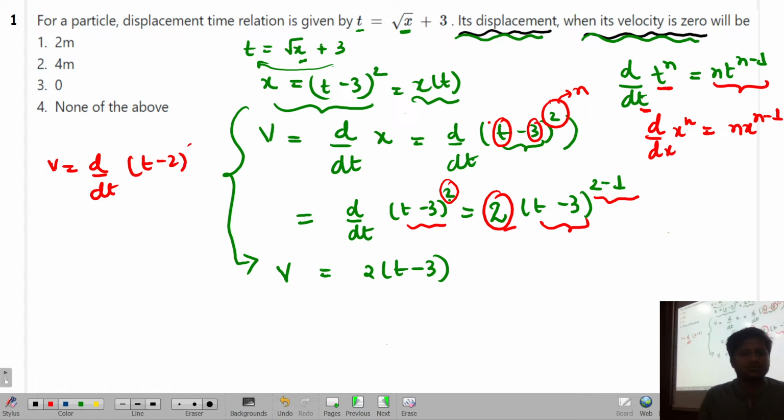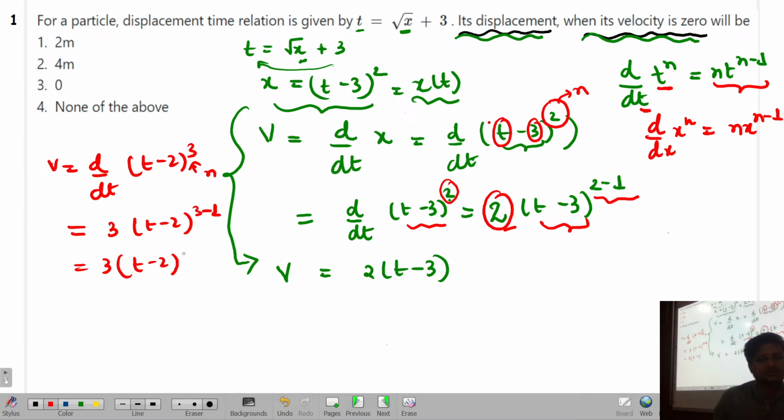Okay, so let's suppose velocity is given as d by dt of (t minus 2) whole cube. At that time, what are you going to do? n value is what? 3. It will become 3 times (t minus 2) to the power of 3 minus 1. What do I get as a relation? 3 times (t minus 2). 3 minus 1 is what? 2. So the velocity equation you will get is 3 into (t minus 2) whole square. Understood or not? Now am I clear?